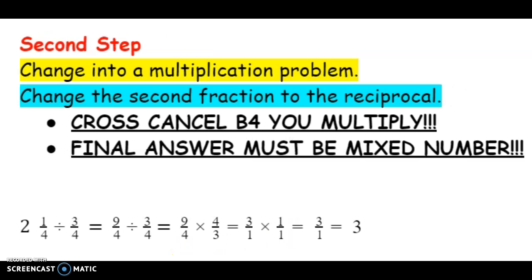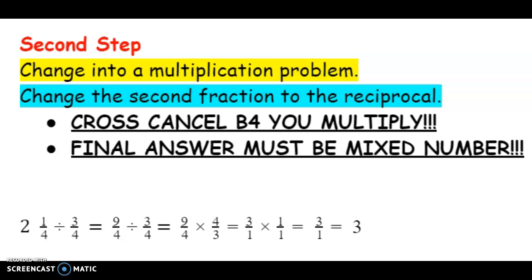Our second step has several parts to it. However, you're familiar with some of these parts. The second step requires us to change it into a multiplication problem. It also requires us to change the second fraction into the reciprocal. As you already know, whenever you're working with fractions, you should cross cancel before you multiply, and your final answer must be a mixed number or just a regular fraction.